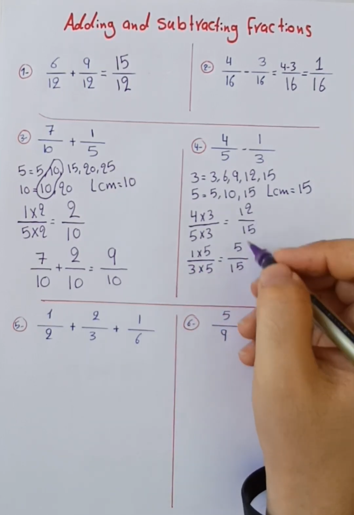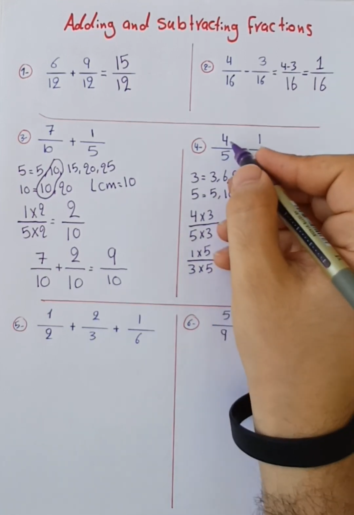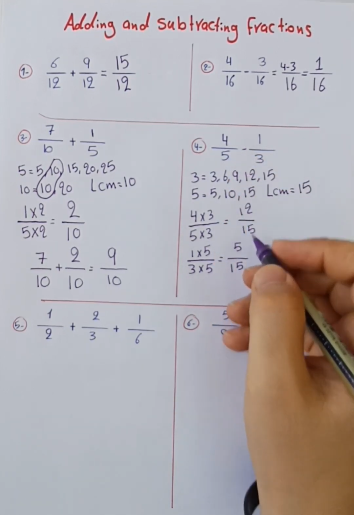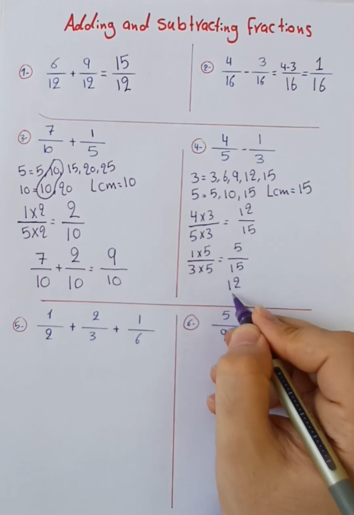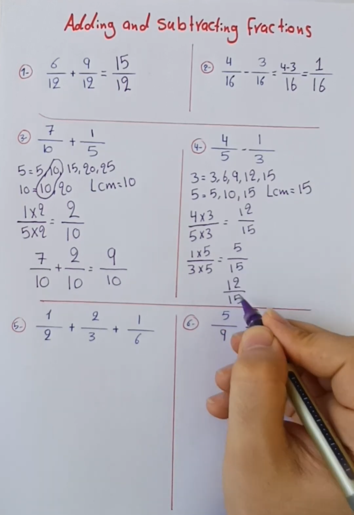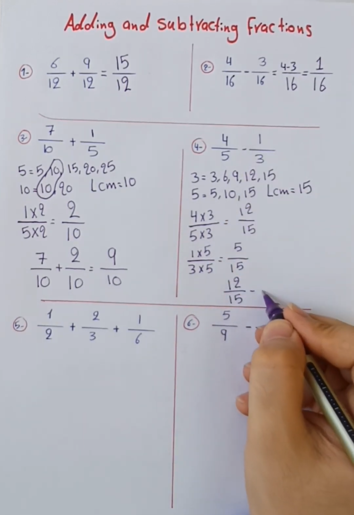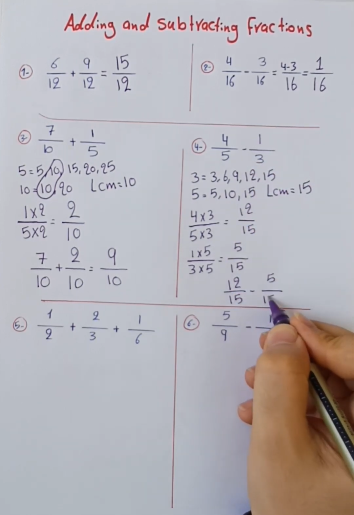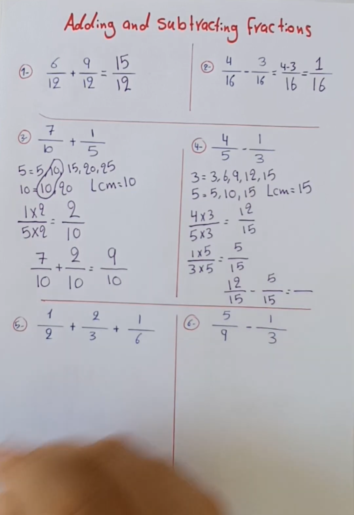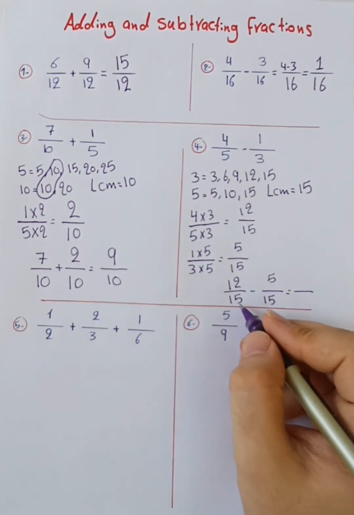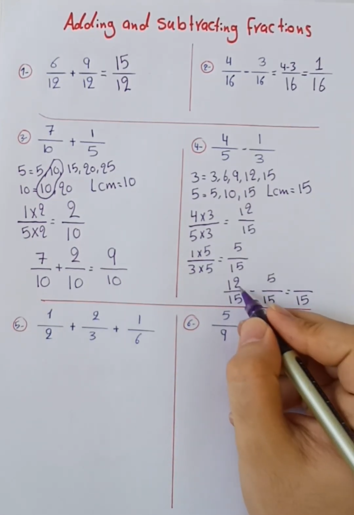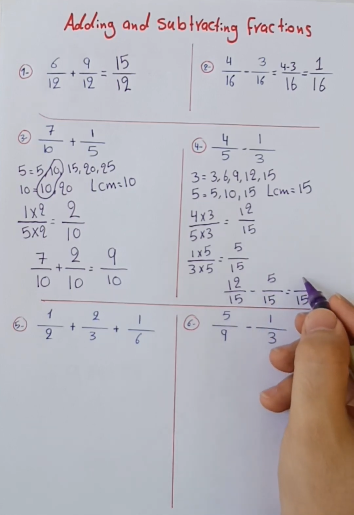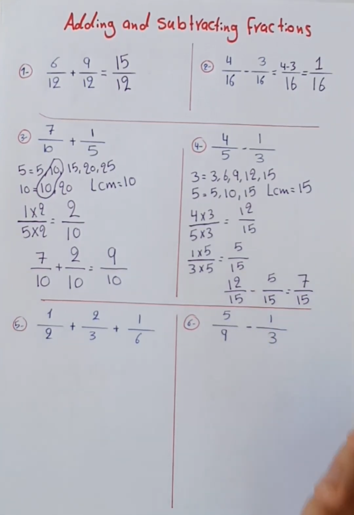Now we have like fractions. 4 out of 5 is 12 out of 15, minus 1 out of 3 is 5 out of 15. You have to write the denominator without change. 12 minus 5 equals 7. The answer is 7 out of 15.